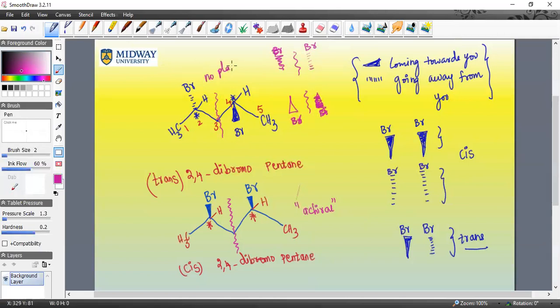That's why there is no plane of symmetry here, because one Br is coming towards you, one is going away from you. Typically, trans molecules don't have a plane of symmetry. Typically, cis molecules have a plane of symmetry. Something I want you to know, because if you don't understand this concept right now, then you're more likely going to have trouble gathering some of the concepts later.